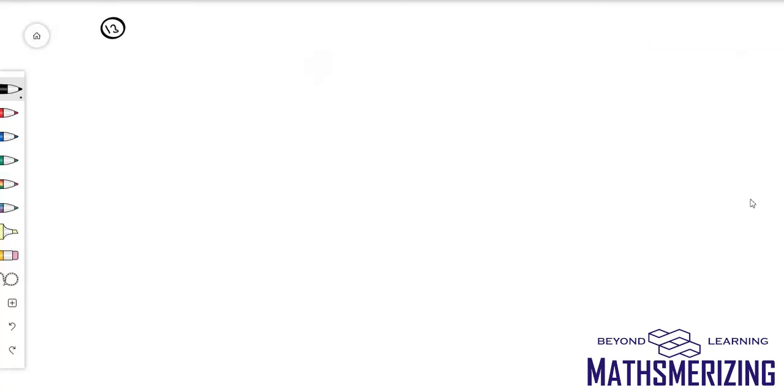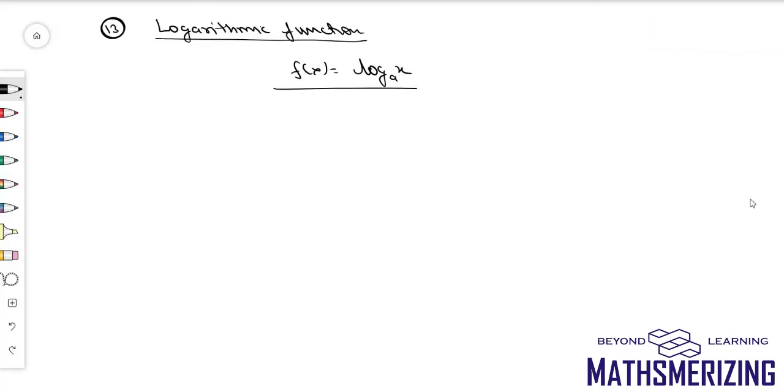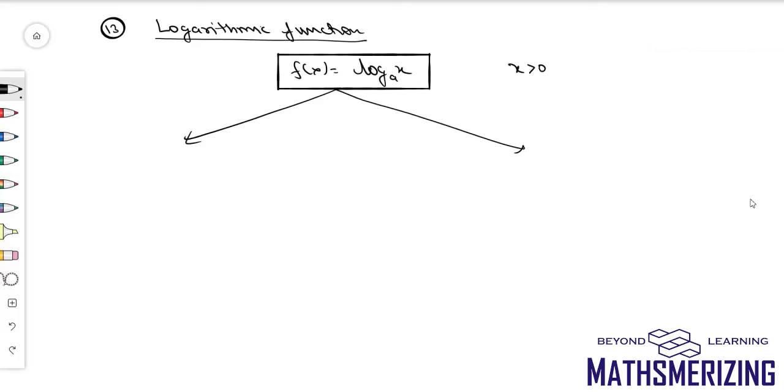So the 13th function that we'll study here is the logarithmic function. Now any logarithmic function is expressed as f(x) equals log x to the base a, where the value of x should be positive. Now here again, the graph of this function will depend on the base of this log. So when the base is greater than 1 and when the base lies between 0 and 1.